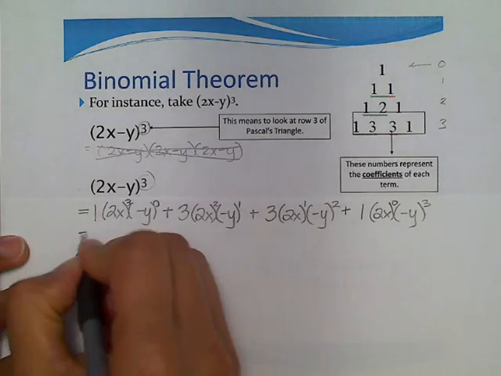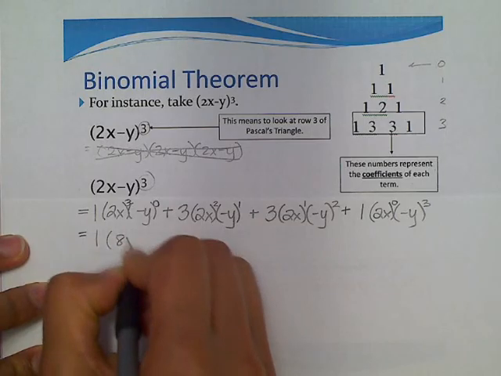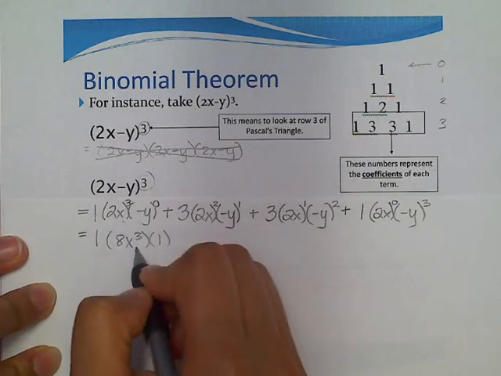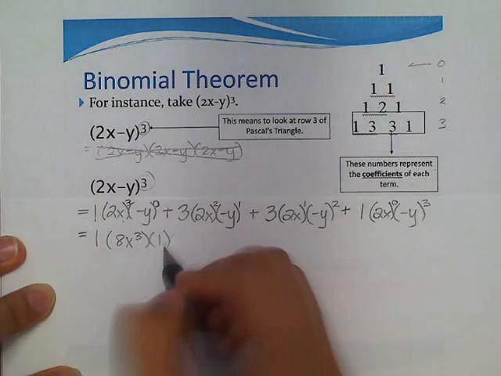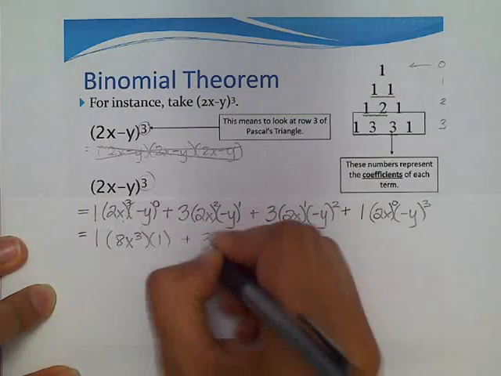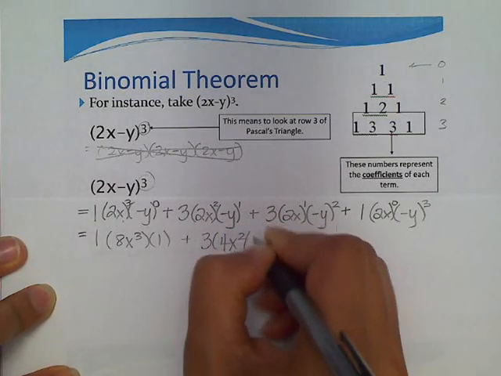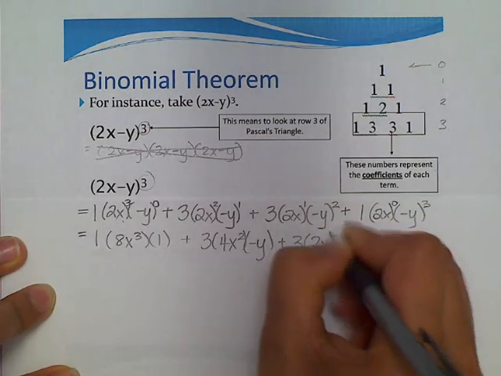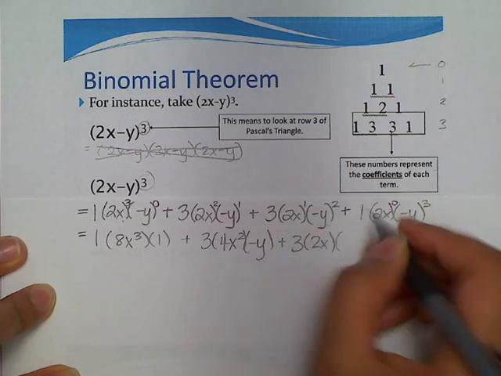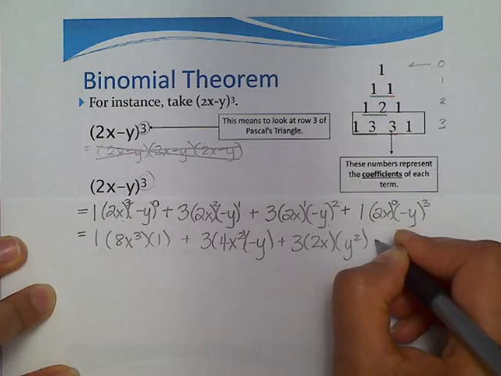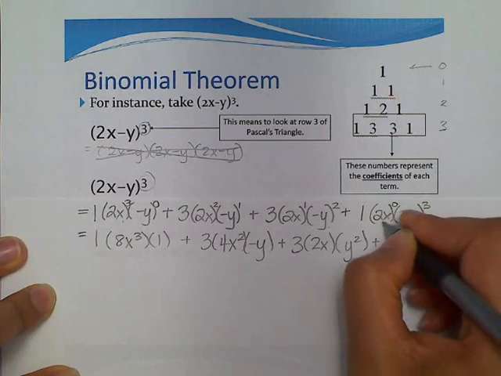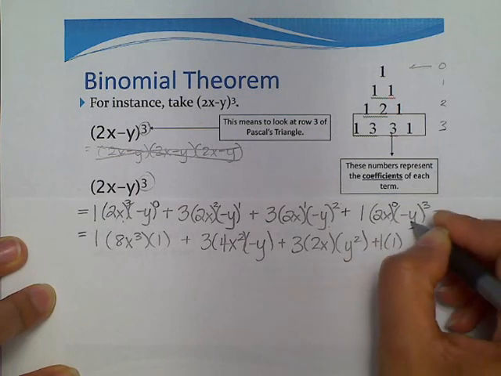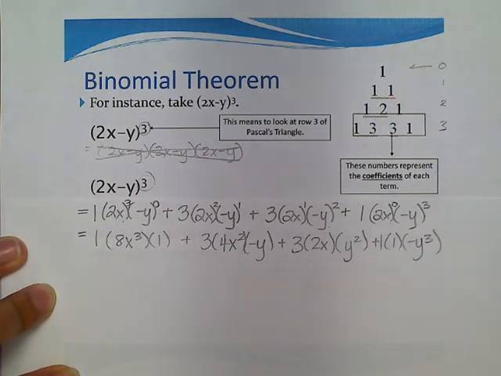From here, you're just applying each power. So this is 1 times 8x cubed times 1. So 2x cubed is equal to 8x cubed. Negative y to exponent 0 is 1. Plus 3 times 4x squared times negative y. Plus 3 times 2x times negative y to the exponent 2, which is positive y squared. Plus 2x to the exponent 0, which is equal to 1, and negative y to exponent 3 is negative y cubed.